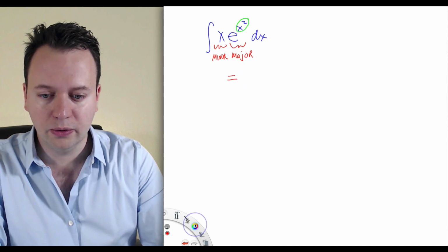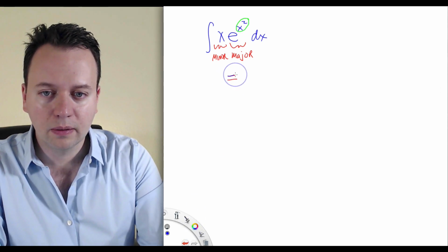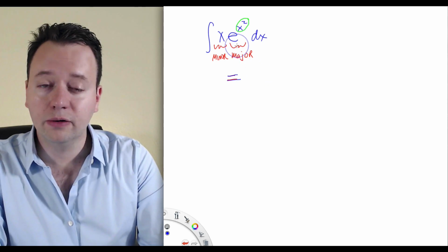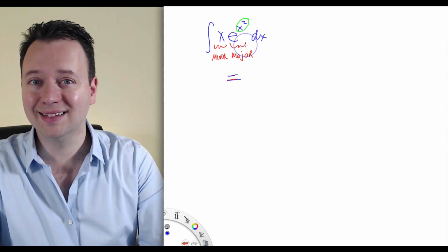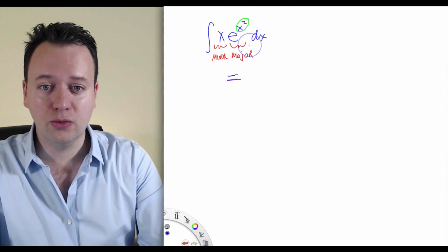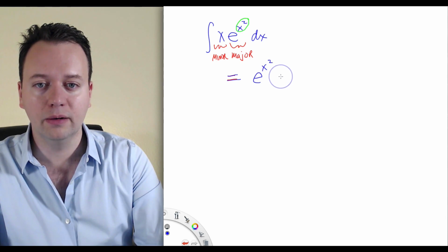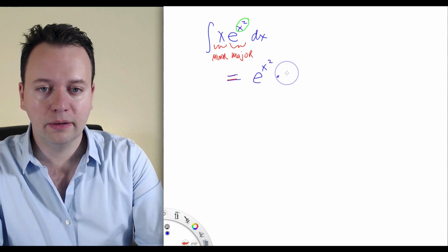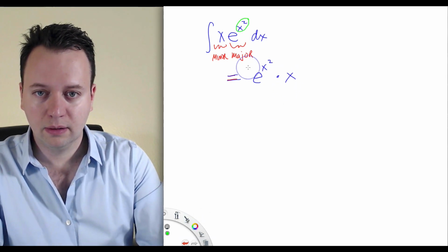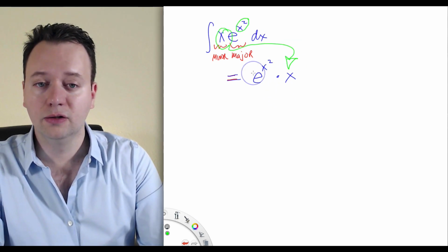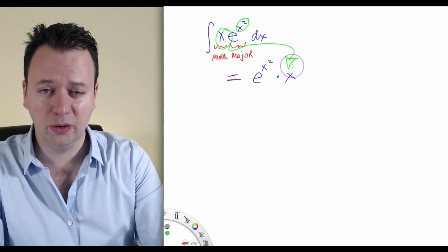So when I integrate this, it's equal to, okay, the major, so how would I integrate e to the x? Well, to integrate e to the x, you just rewrite it. So the major is e to the something, so we do e to the x squared. The minor is just copied, so nothing happens whatsoever to the minor.